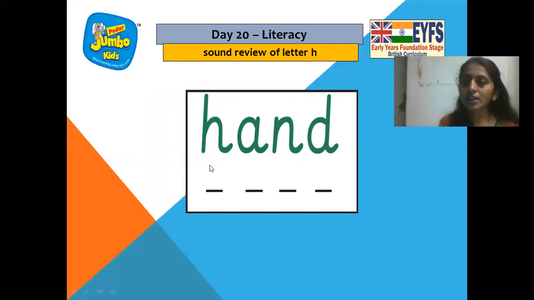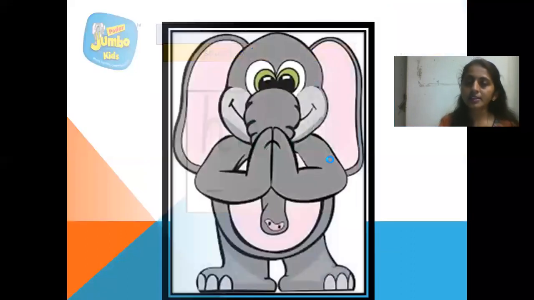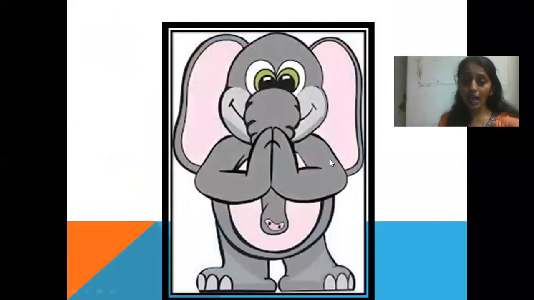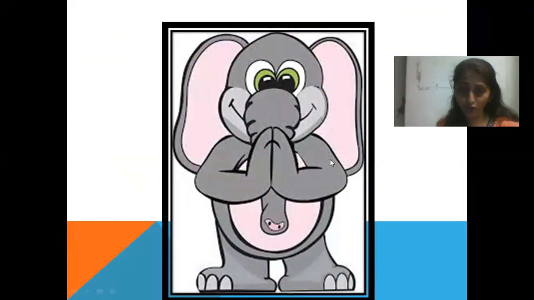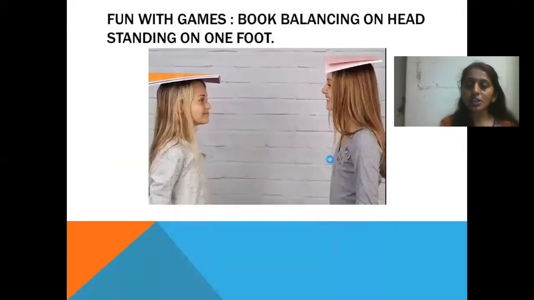Again, we will read it. H, a, n, d, hand. So you can see now we have completed the literacy phonics, and now you can see here Jumbo Elephant has come and now he is requesting you to play the fun game. So are you interested? Yes. So what is today's fun game, children?